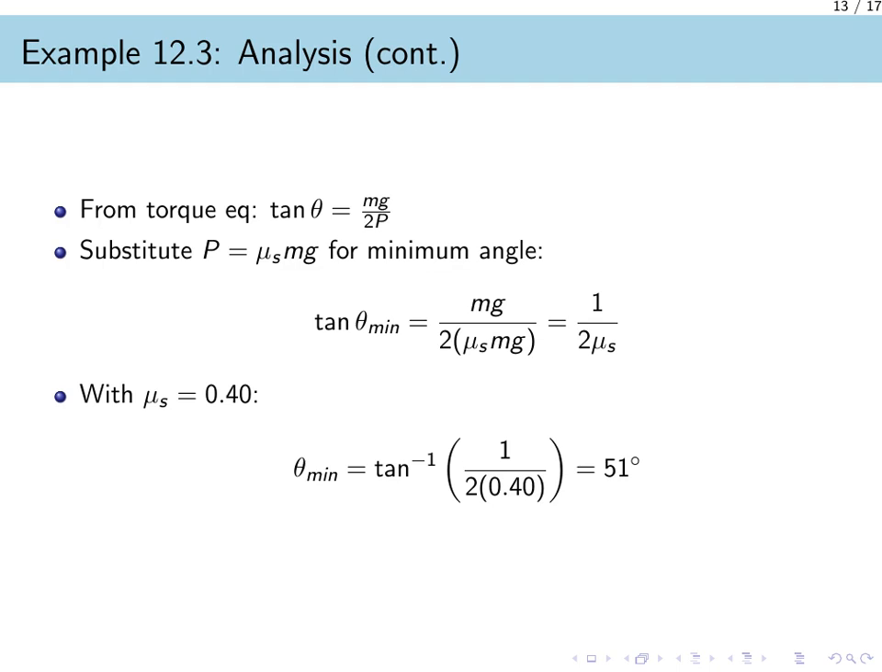This leaves a simple result. The tangent of the minimum angle is 1 divided by the quantity 2 times mu sub s. Plugging in the given coefficient of 0.40, we find the minimum angle is 51 degrees. The important takeaway is that the minimum angle depends only on the coefficient of friction, not on the mass or length of the ladder.